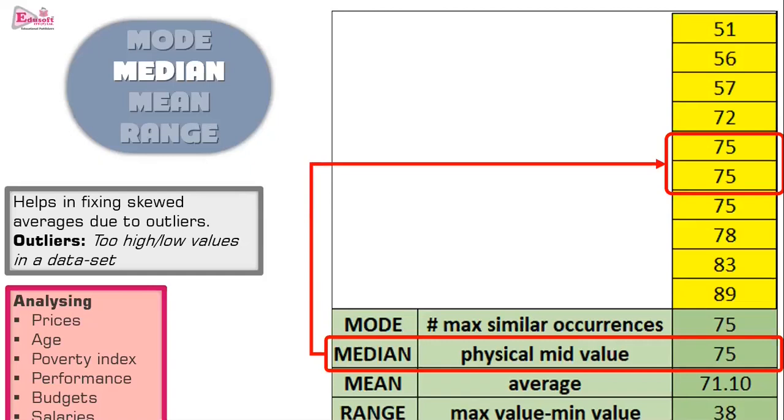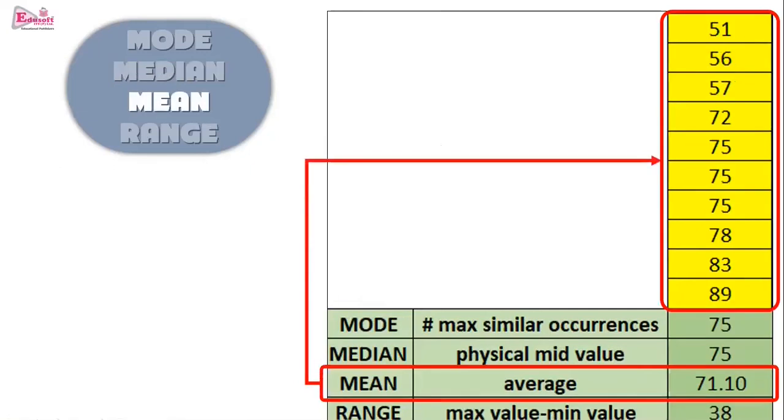And where do we use such data sets for analysis? We analyze prices, age, the poverty index of an area, performance of students, budget analysis and salary analysis. So median is also helpful in certain cases, as I told you, to handle the falsehood told by the averages. Now, mode and median understood. We move on to understanding the mean.